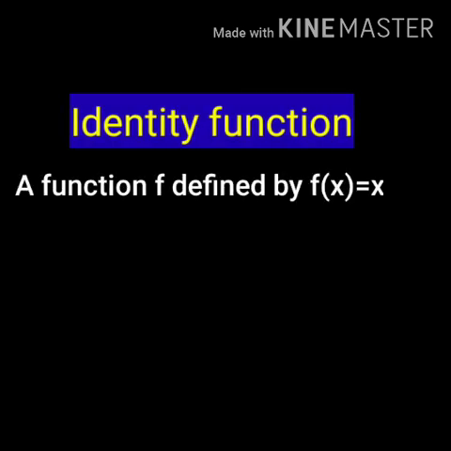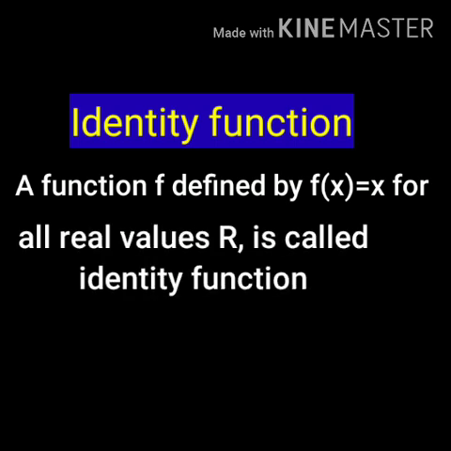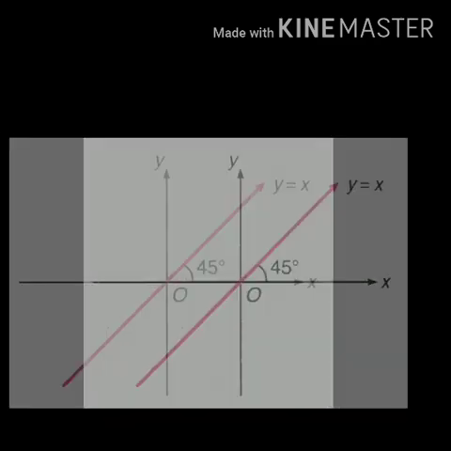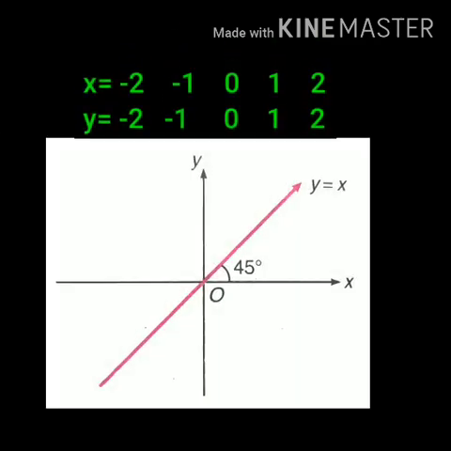A function f defined by f(x) equal to x for all real values of x is called identity function. Let us see its graph. Here we have y is equal to x. So taking x equal to -2, -1, 0, 1, 2, we get y also -2, -1, 0, 1, 2. Plotting these points on the xy plane, we get a straight line passing through the origin.